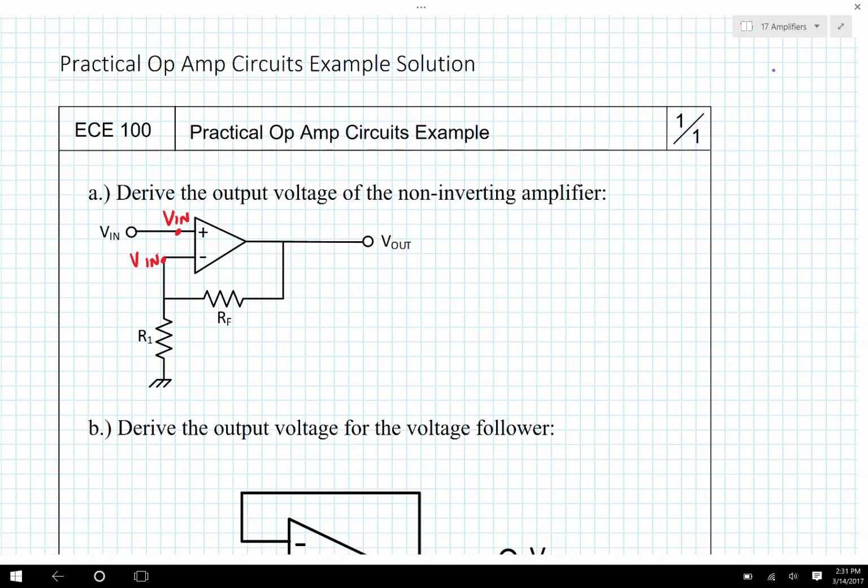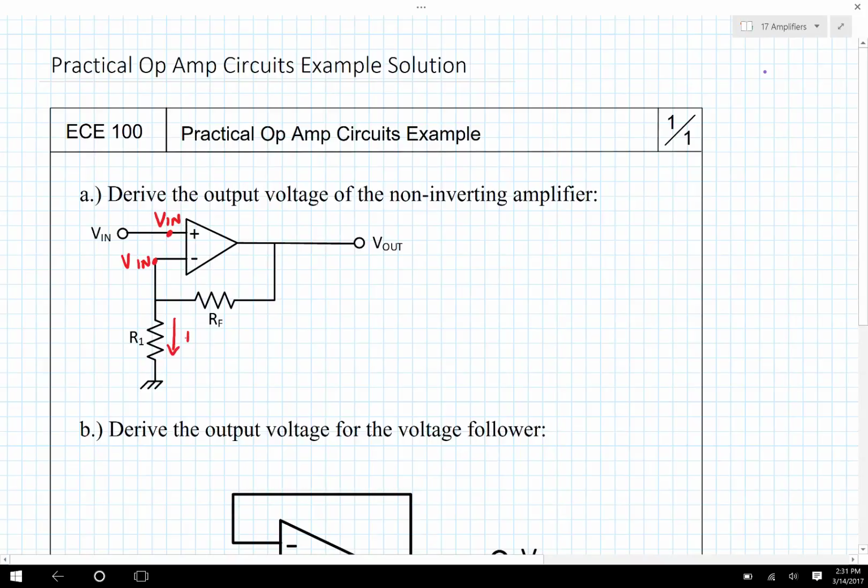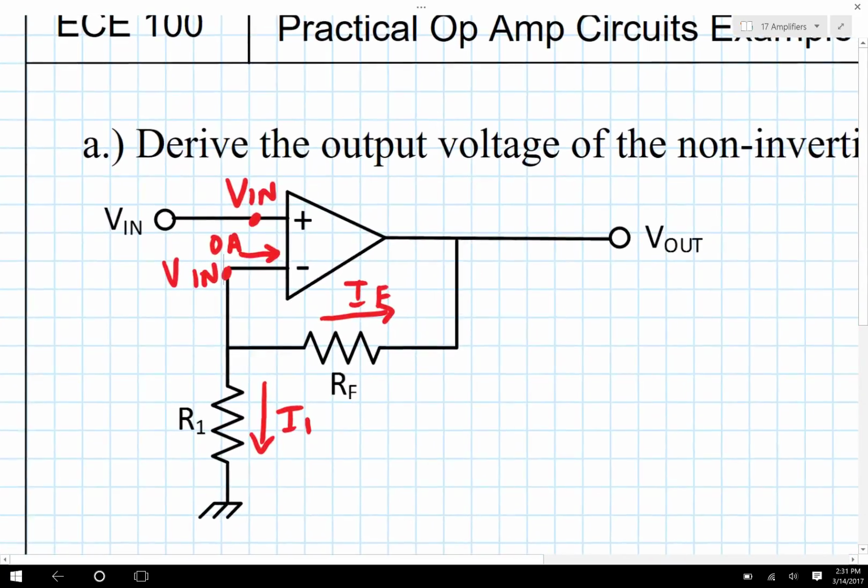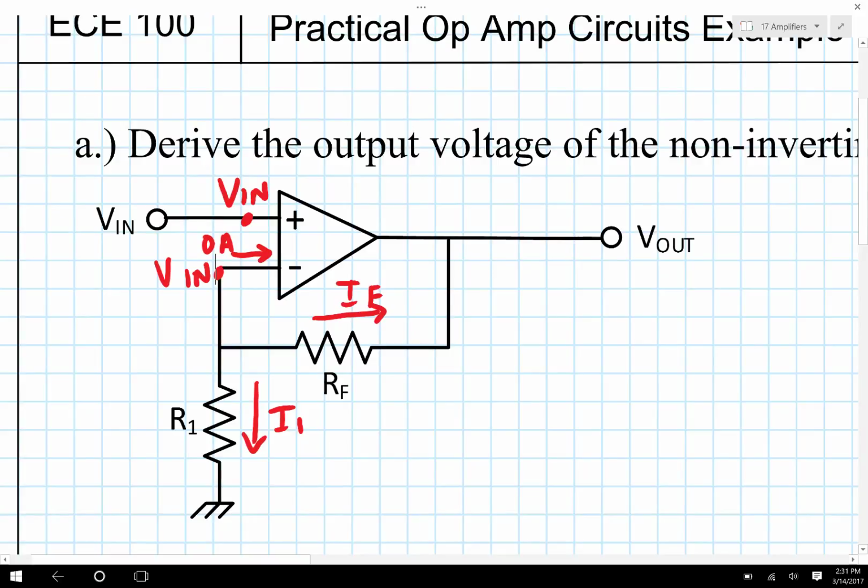Now I'm going to go ahead and label a couple of currents here. I'm going to label this as current I1. I'm going to label this as current IF. And then I know that this current right here has to be 0 amps. That's one of the other assumptions that we can make. One of the other cardinal rules is that there is no current flowing into the input terminal.